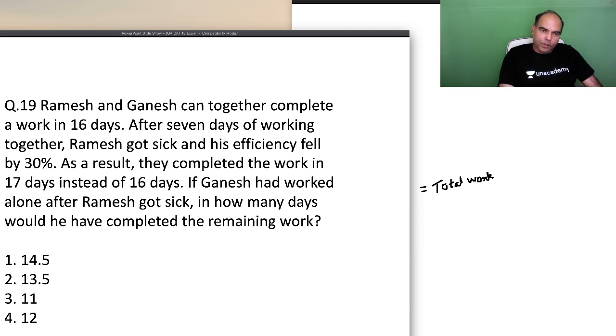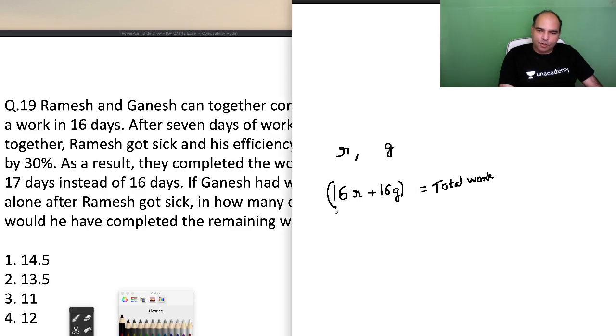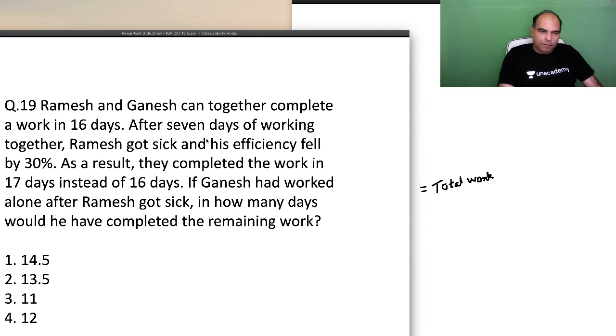So the question, as I said, the first reaction to this question is, if I have assumed R and G as the work of Ramesh and Ganesh, then the first reaction is going to be 16R plus 16G is the total work. Then the question says, after 7 days of working together, Ramesh got sick and his efficiency fell by 30%.